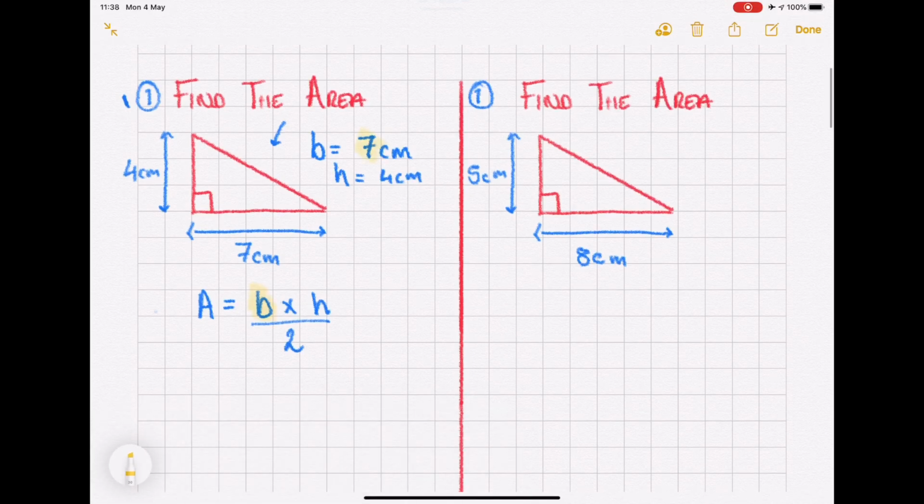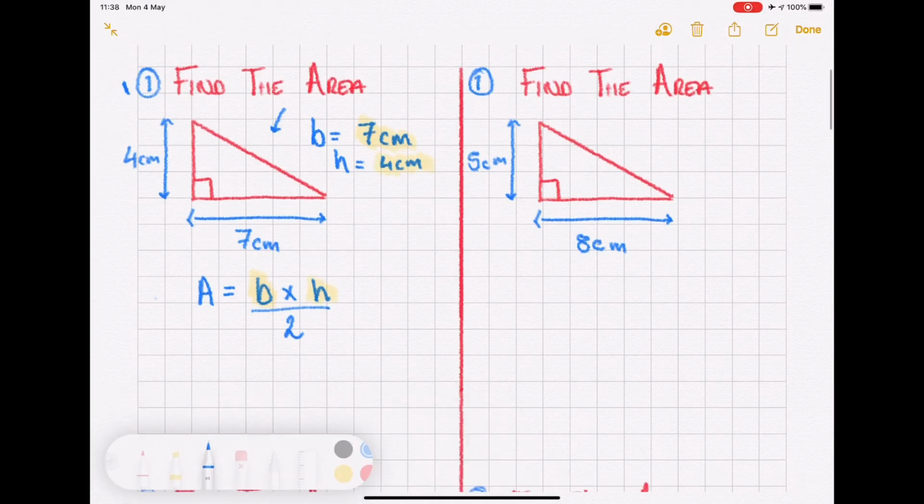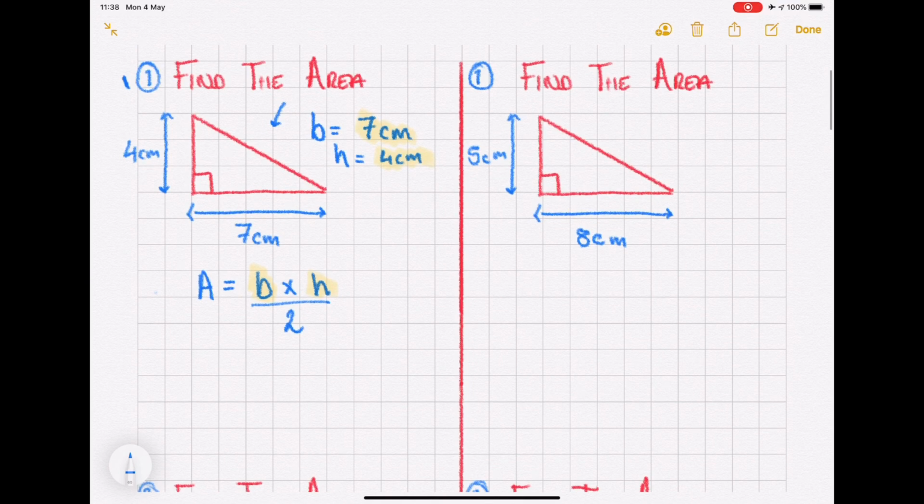Now what we want to do is we want to substitute or swap in or replace our base for our base number and our height for our height number. So we're just going to write a new equation, and that's going to be area equals 7 times by 4 divided by 2. Okay, all we've done is we've just replaced B and H with our numbers from up here.